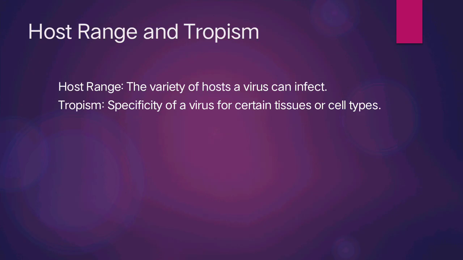Host range and tropism. Host range: the variety of hosts a virus can infect. Tropism: specificity of a virus for certain tissues or cell types.